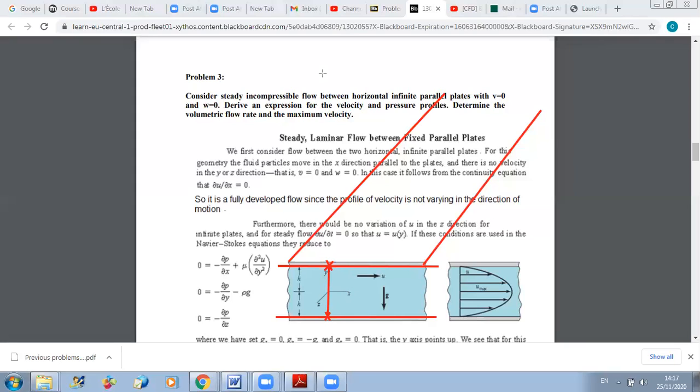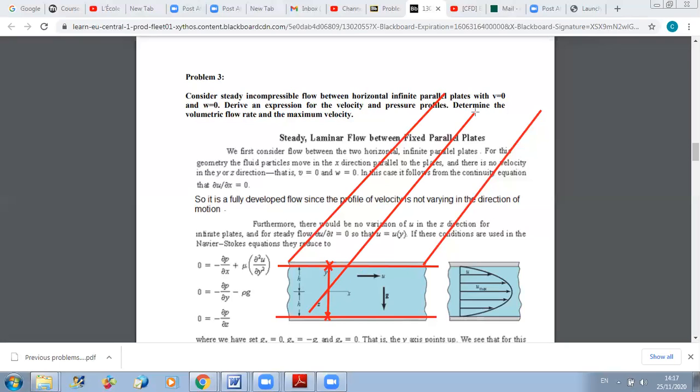While in Z direction, I don't have any constraint. I have a free flow if you want. It's infinite. I don't have boundaries which are imposing anything on me. This is why in Z direction, since there is no constraint, I will not have a flow in Z. Okay, so you will only depend on Y and it will be independent of Z. This is the whole idea.